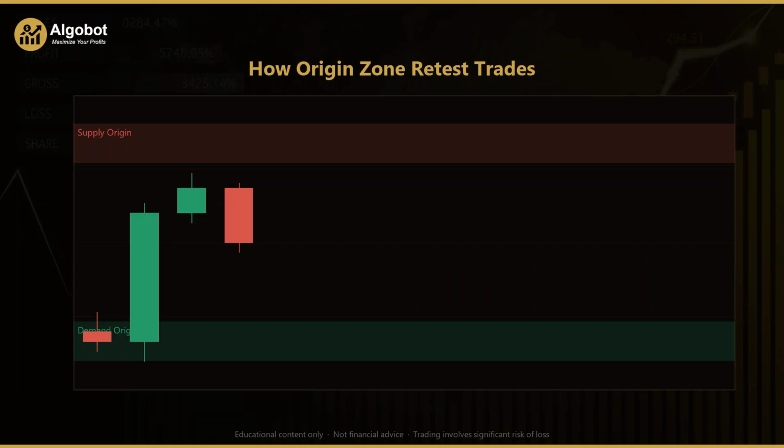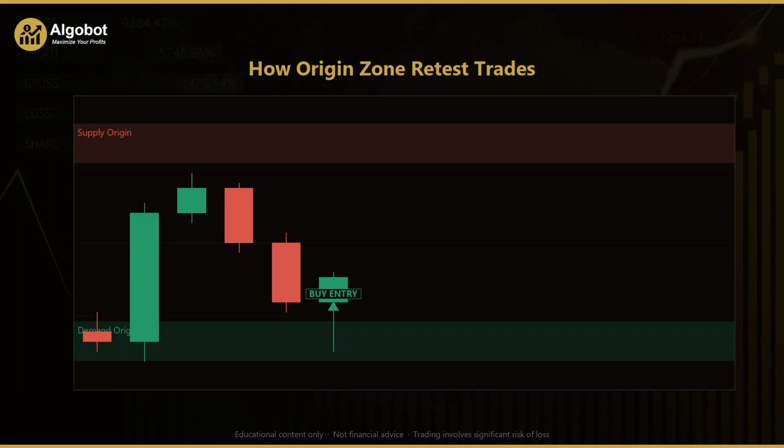You can see it shaded in green and labeled demand origin. That's the area price departed from on its way up. Over the next couple of candles, price pushes a little higher, but momentum fades. Then the market begins to pull back, candle by candle, drifting down toward the green zone. Notice that the strategy isn't chasing this move. It is simply waiting to see whether price will return to the origin it remembered.